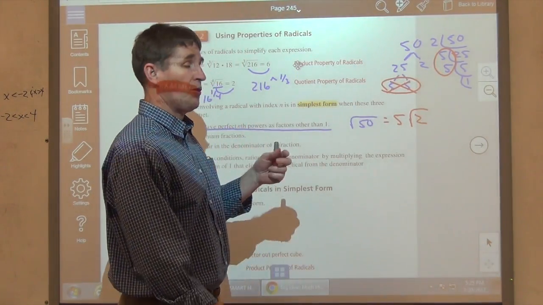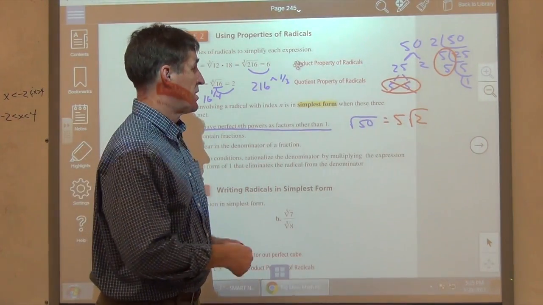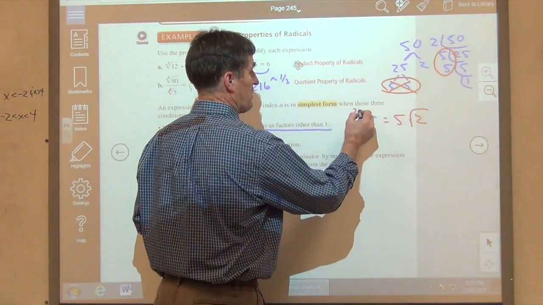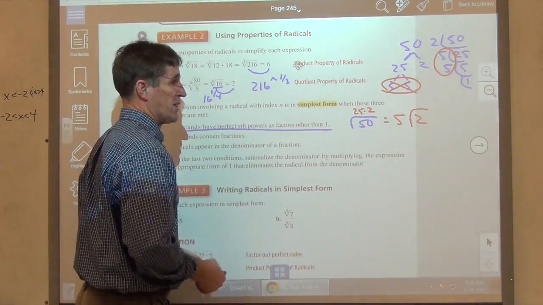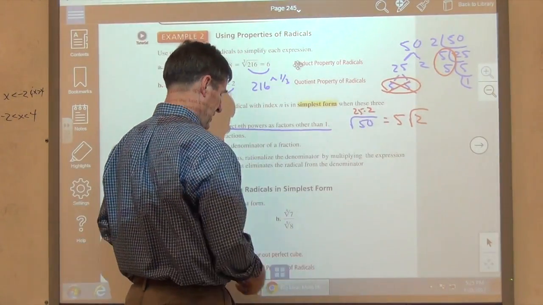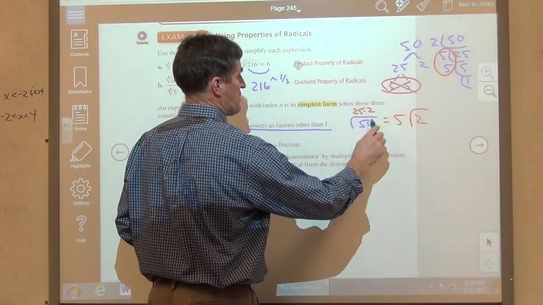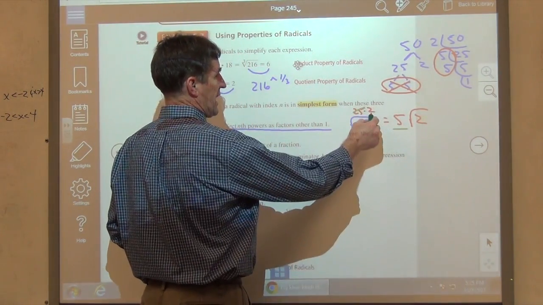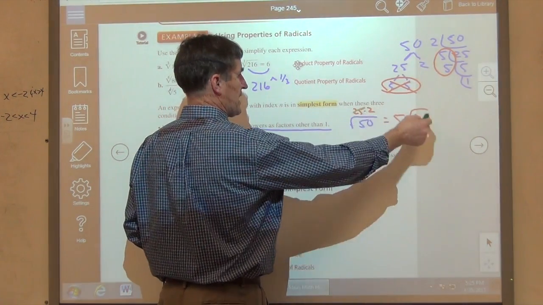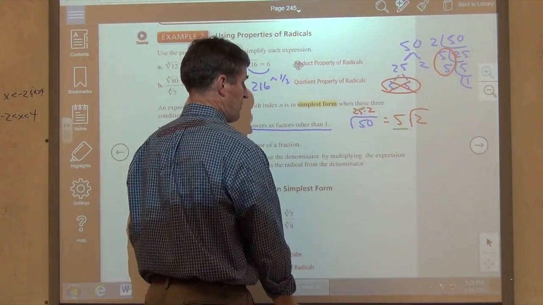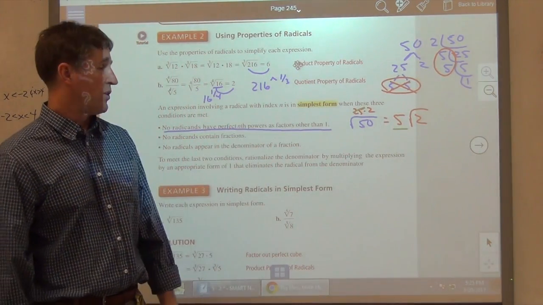What I personally like to do, because I know my square roots, is I know that this breaks into 25 times 2 right now. And so what I do is I write it above it and then say, oh, the square root of 25 is 5, so it comes out front, and I can't take the square root of 2, and whatever I can't take the square root of stays inside. So it's just whatever works best for you.